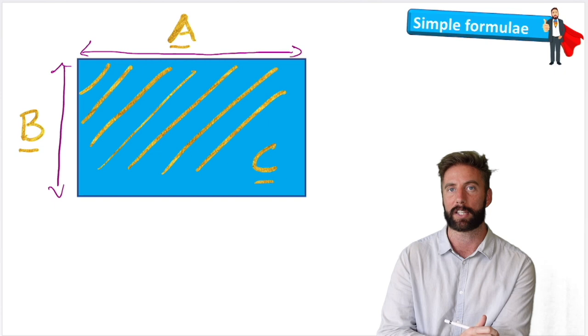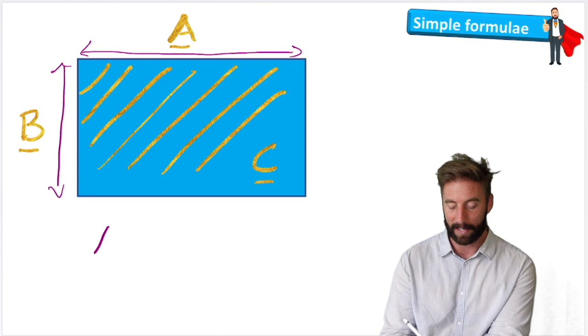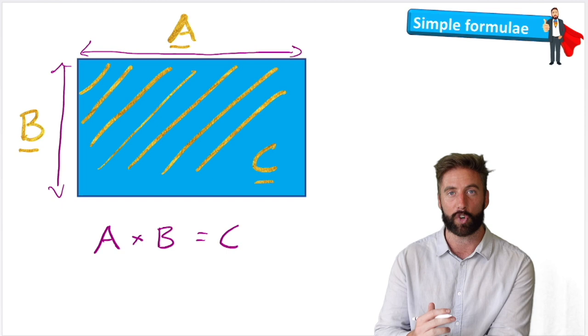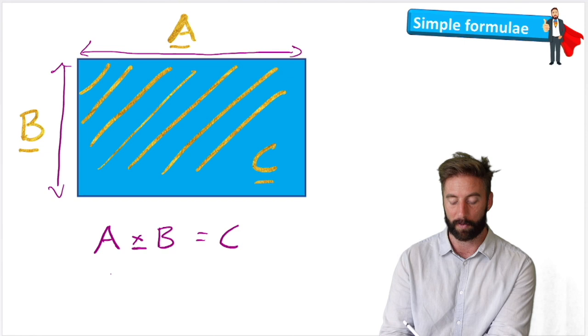So if I wanted to write my equation now, I would write A times B equals C. And actually, there's a bit of a trick, because when we're doing multiplication, we don't actually need to write the multiplication sign. We can simply write A and B.